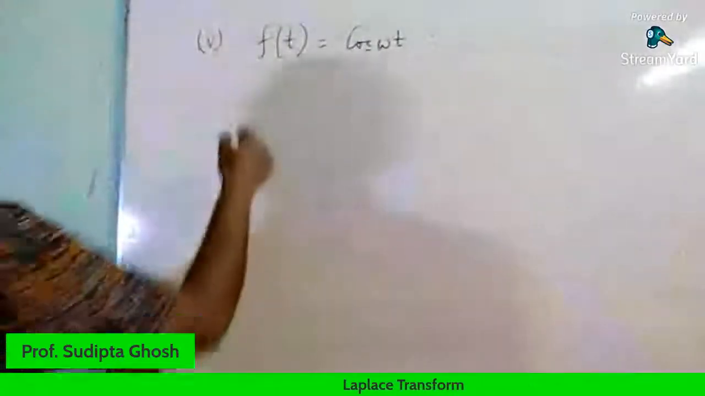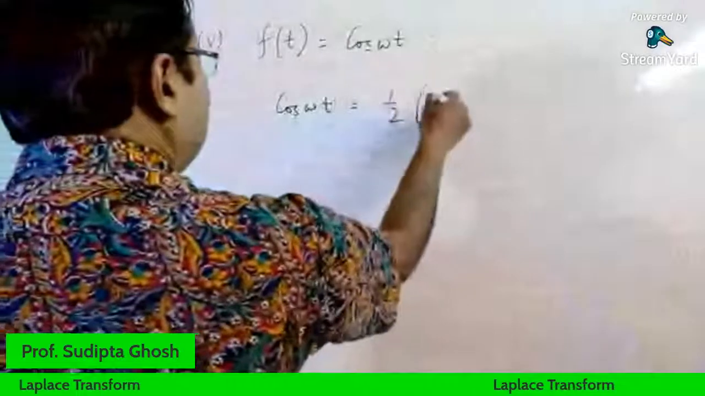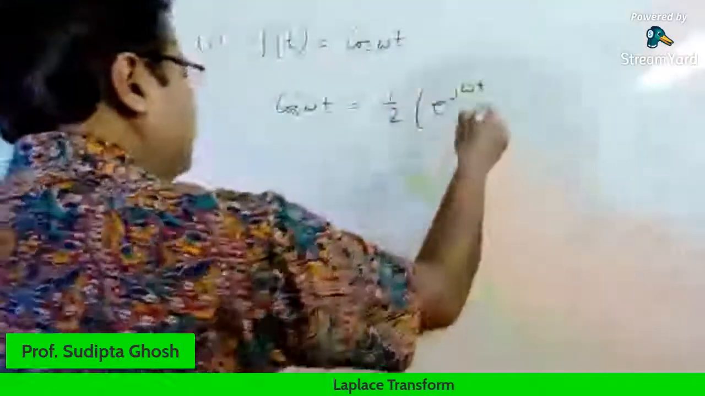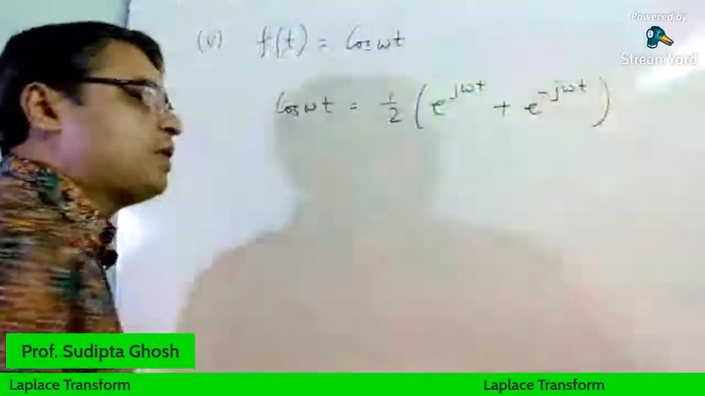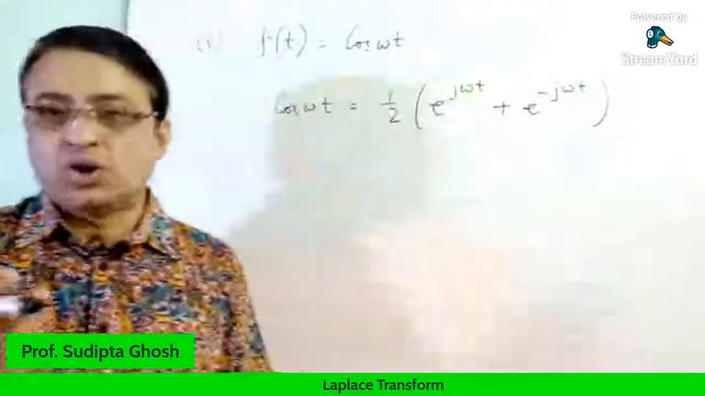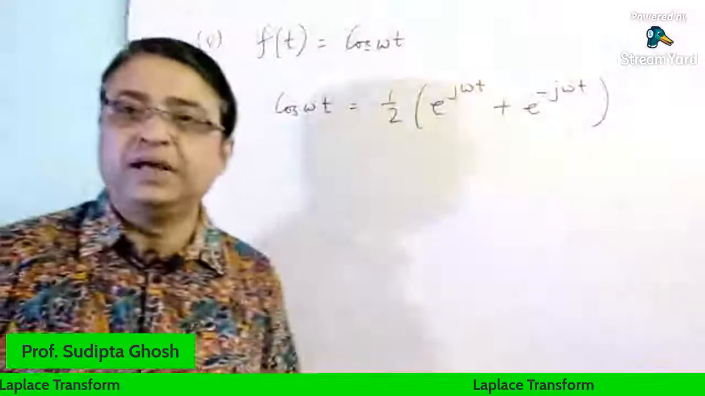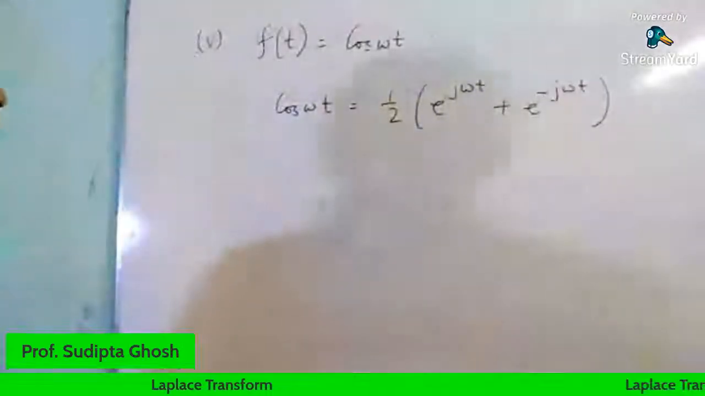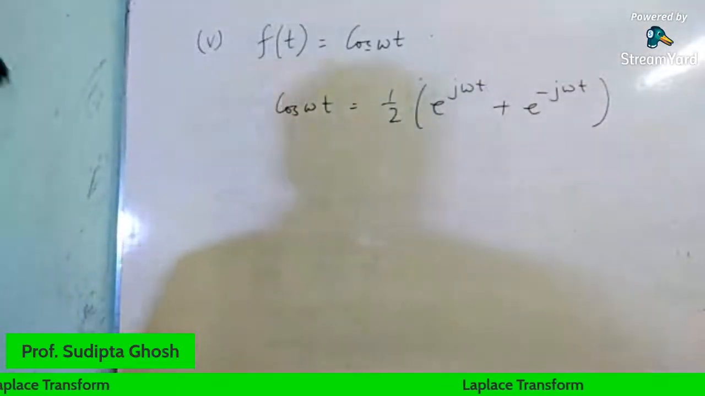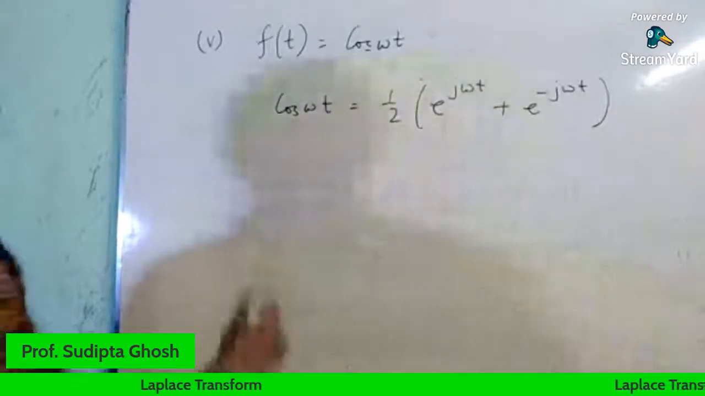Now for cos omega t or sine omega t, you can write cos omega t equals half of e to the power j omega t, where j is the complex number, plus e to the power minus j omega t, because e to the power j omega t means cos omega t plus j sine omega t, and e to the power minus j omega t means cos omega t minus j sine omega t. So the value of cos omega t is half of e to the power j omega t plus e to the power minus j omega t.